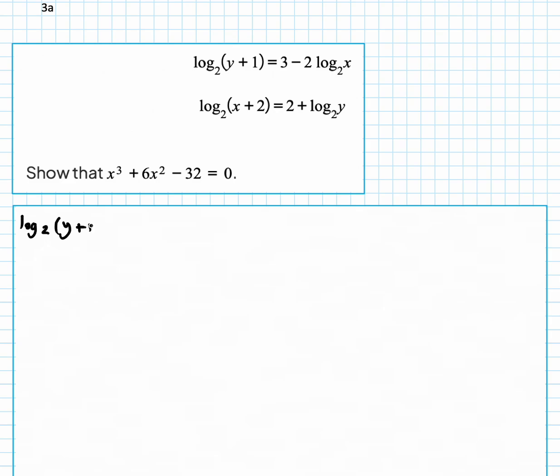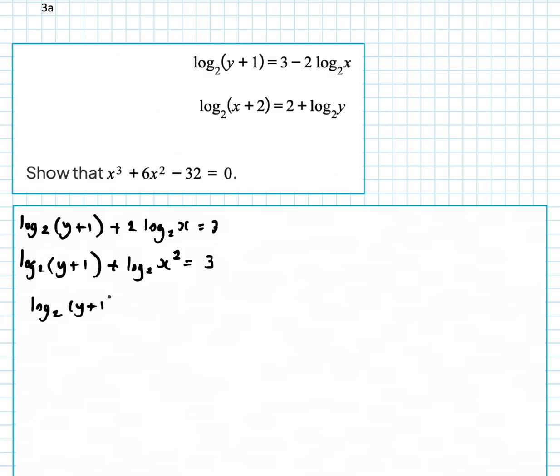First one, so log to the base 2, y plus 1. I'm going to just rearrange it there, of course. And again, you can use your power law there as well. So the 2 out the front in the second term. We'll make it log to the base 2, x squared is equal to 3. And from there again, you're adding them, so multiplication law. So log to the base 2, y plus 1 in brackets and x squared in brackets equals 3. And just take logs, so y plus 1 times x squared is equal to 2 cubed, which is 8.